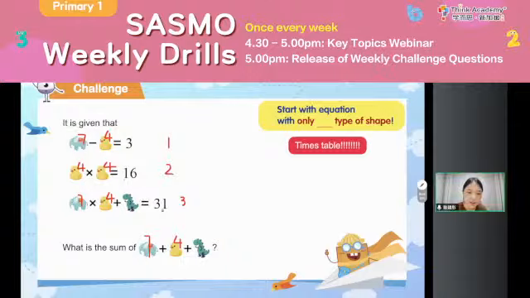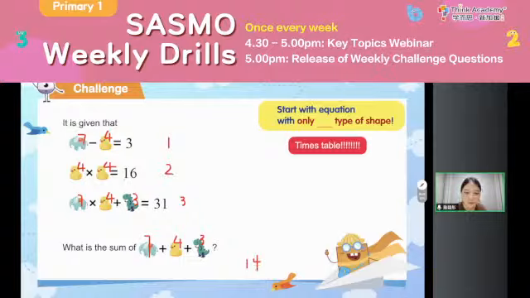Yeah, because we know 4 times 7 equals 28. And then we know 28 plus the dinosaur equals 31. And then we know the dinosaur will be 3, right? So let's do the plus. What is the sum of 7 plus 4 plus 3? Okay, that will be 14. Not hard, right? Okay, everyone.